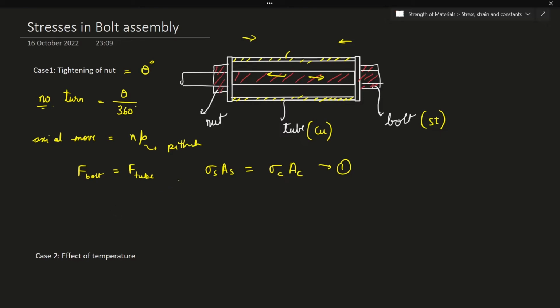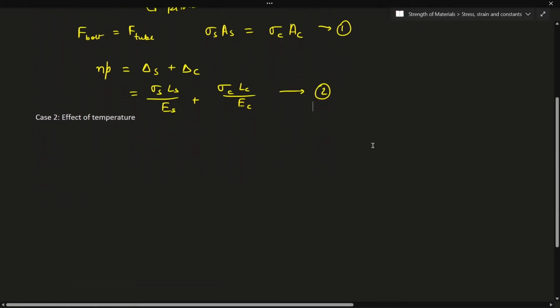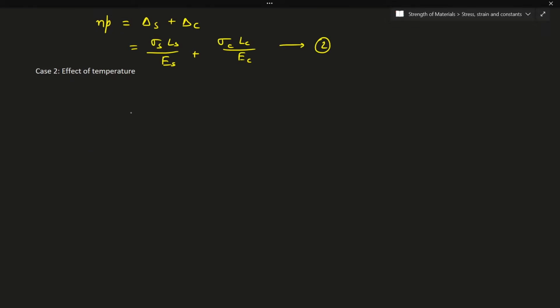The second equation is the total deflection. The deflection is already found out, that is np. np would be equal to delta s plus delta c, which would be nothing but sigma s ls divided by es plus sigma c lc by ec. So this would be my equation number 2. With these two equations I can find out the stresses and the loads. Now what about the temperature? Since the alpha of copper is greater than the alpha of steel, the copper is going to experience compressive load and the steel or the bolt is going to experience tension.